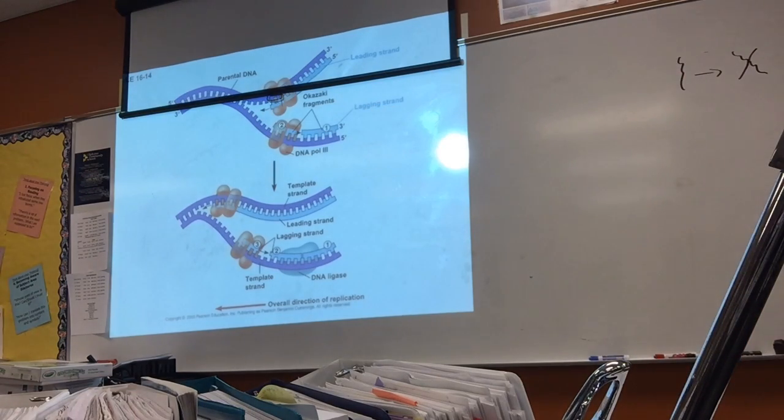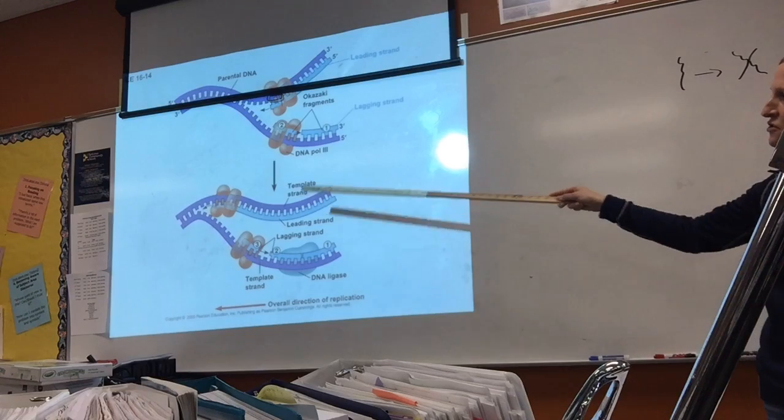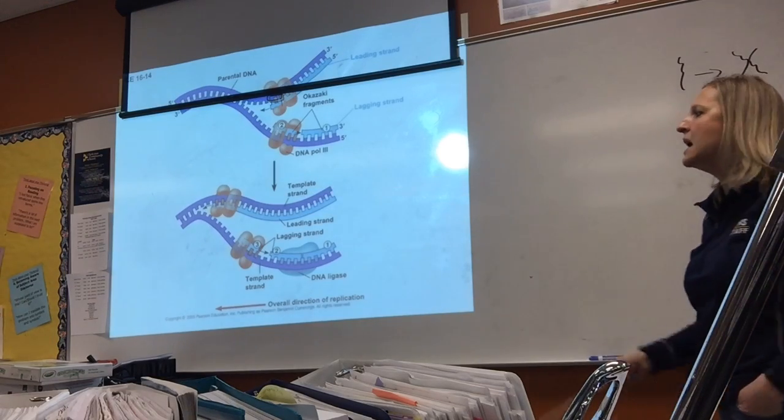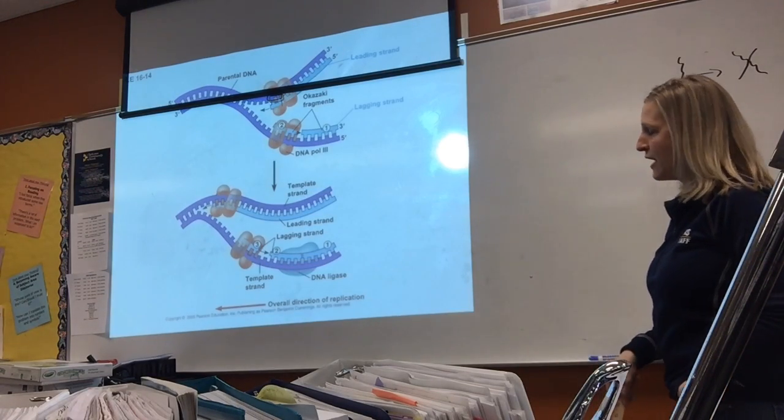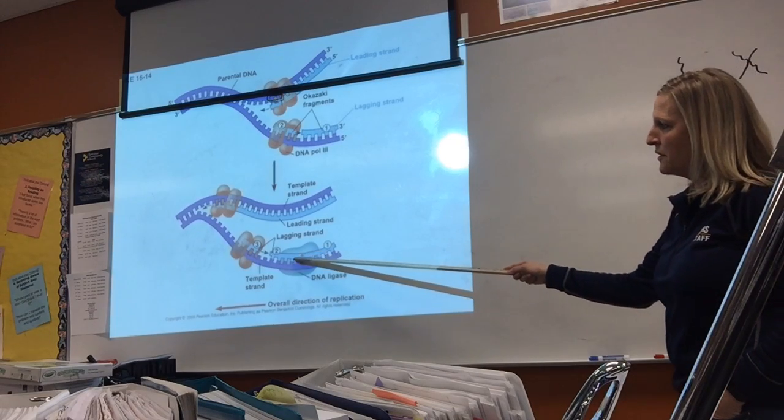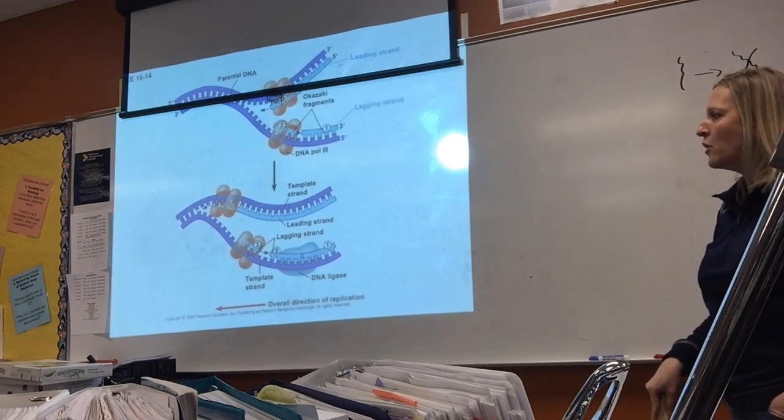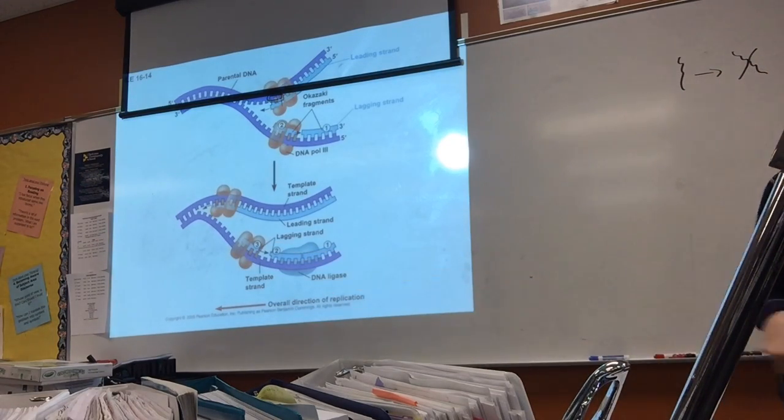All right, and so this is called the leading strand. The leading strand is always the one that's continuous. The lagging strand has the fragments. So the problem is now you have fragments instead of one long continuous strand, so you have an enzyme called DNA ligase to glue them together.